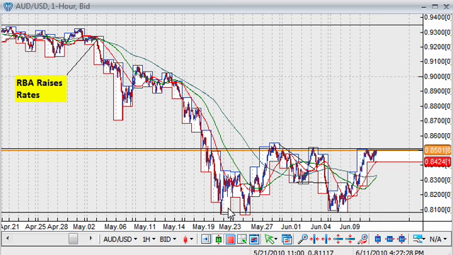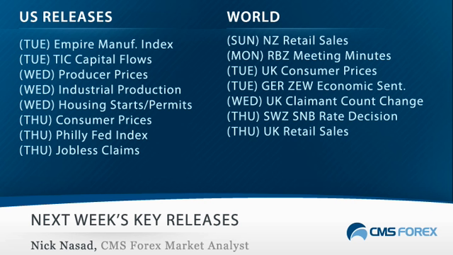However, if we come back from the weekend with risk aversion being a major theme, then we look to retest this 0.81 level as support. So let's take a look at the fundamental docket for next week.